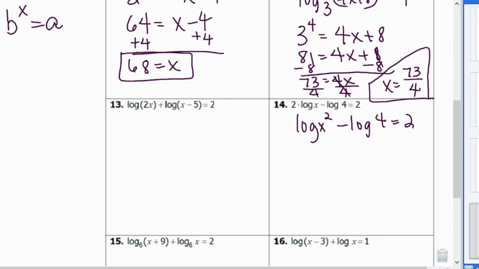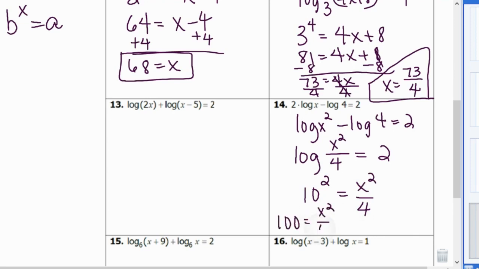This is now going to say log of x squared over 4 equals 2. So we condensed it using division. Now we can rewrite this in exponential form. The understood base is 10, so 10 squared is equal to x squared over 4. 10 squared is 100.